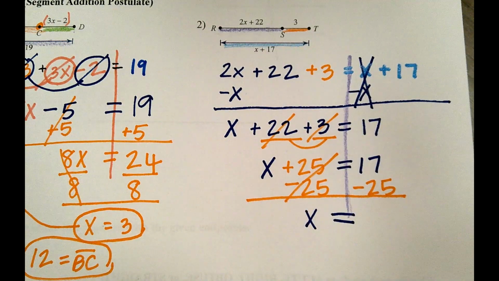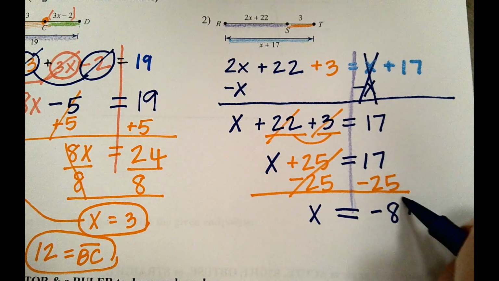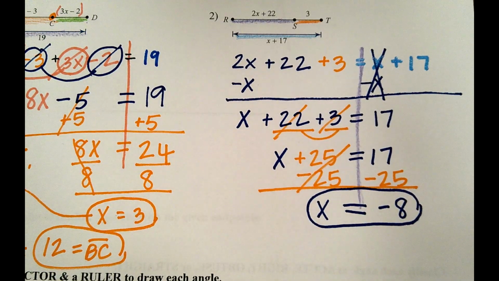Equals 17 minus 25. You said negative 8? Yes, ma'am. That is correct. Negative 8. Good. So we should get x equals negative 8.